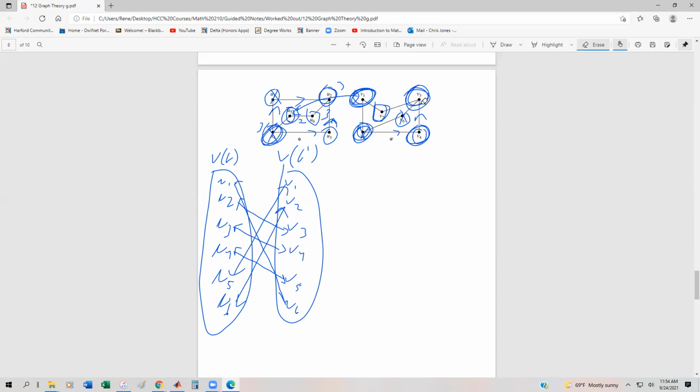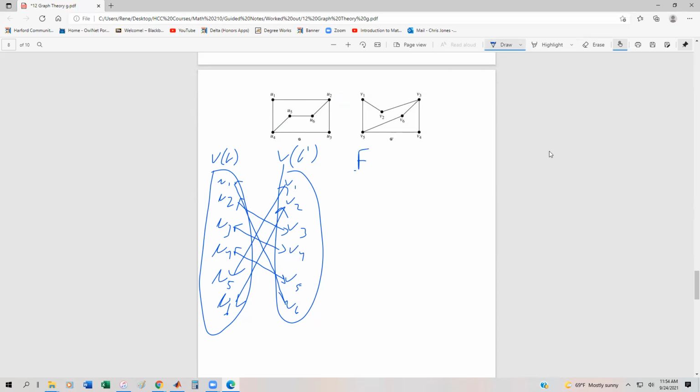And the only other thing we have to do is match the edge sets to one another. All right, so I'm going to erase this really quickly. And we have to be careful because now that we've defined the vertex sets, we have to define the edge sets for one another. So we're going to have E of G and E of G prime. All right, so here we go.